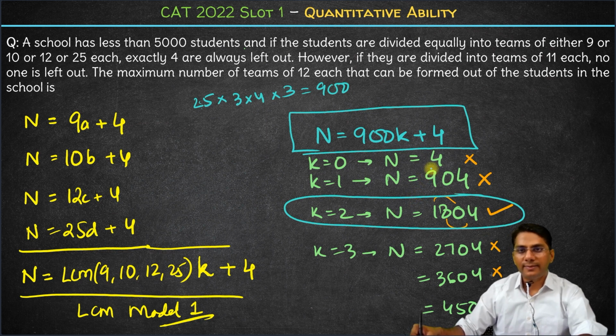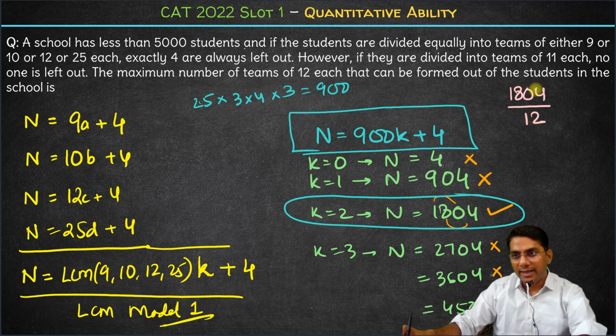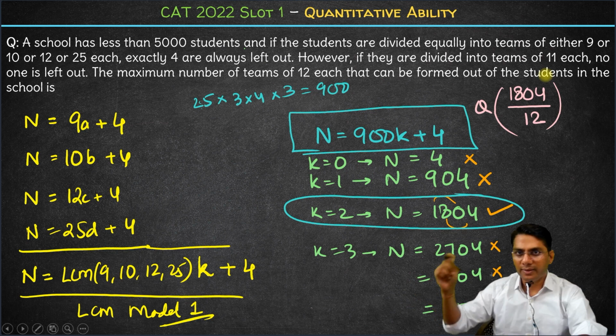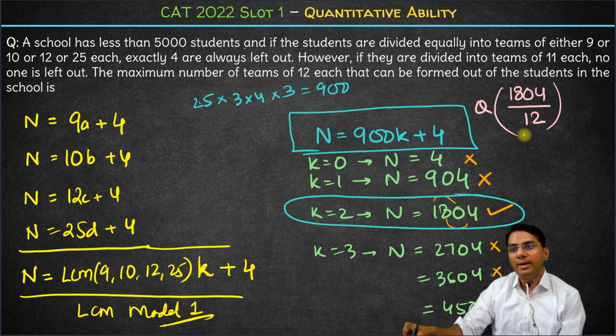Now the question is, what is the maximum number of teams of 12 that can be formed out of the students in the school? So if there are 1804 students, the maximum number of groups of 12 that can be formed will be 1804 divided by 12. The quotient of this is going to be the answer, right? You'll have some remainder, but those students will not form a complete group. The complete groups will be formed by the quotient of 1804 by 12.